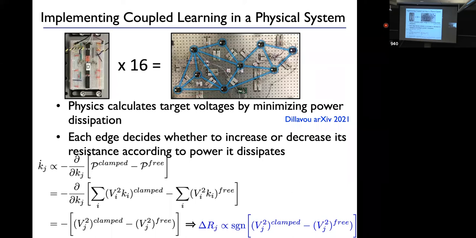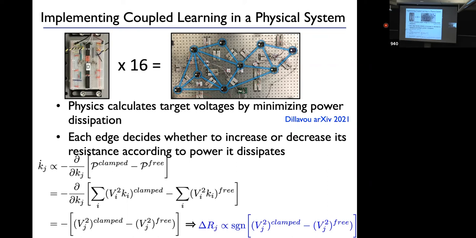So the idea is the following. Coupled learning, what is coupled learning? Coupled learning says, in this case, I want to change the conductance of edge J to do gradient descent on the difference between the power if I apply the clamped condition for the target, which has a desired response, minus what I get with the free. Well, the power is just V squared times the conductance. We know that for the edges. So when I take this derivative, this is just the difference of the squared voltages on that edge.